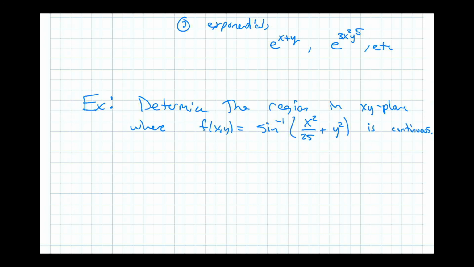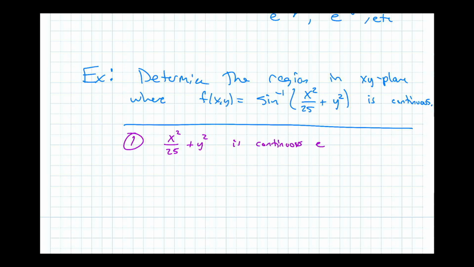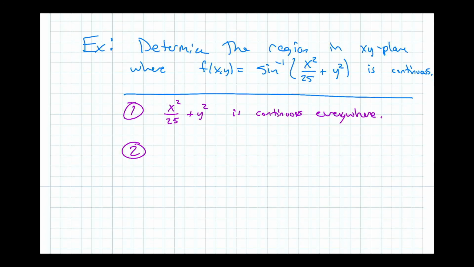Now this looks a lot harder than it is, but you may not know how to do it when you start. So here's what you should think when you're trying to solve a problem like this. The first thing I think: x squared over 25 plus y squared, that part is continuous, that's just a polynomial. So that's continuous everywhere. Now, the sine inverse is not continuous everywhere because it's not defined everywhere. So sine inverse of, question mark, is not even defined everywhere.